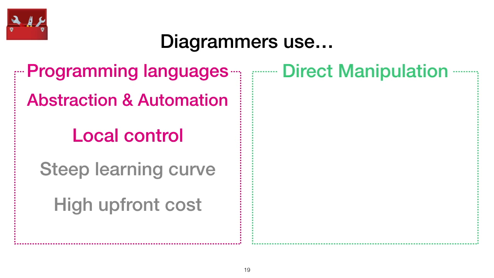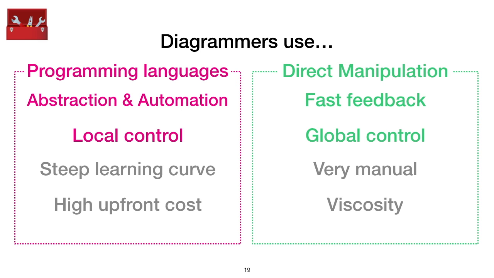For programming languages, most of their users reported better support for abstraction and automation of workflow. They also suggested that textual inputs give them better control locally, like how to precisely place a shape. Common drawbacks of PL tools include a steeper learning curve and higher upfront costs for constructing diagrams due to the compile and run cycles required, and the complexity of the languages.